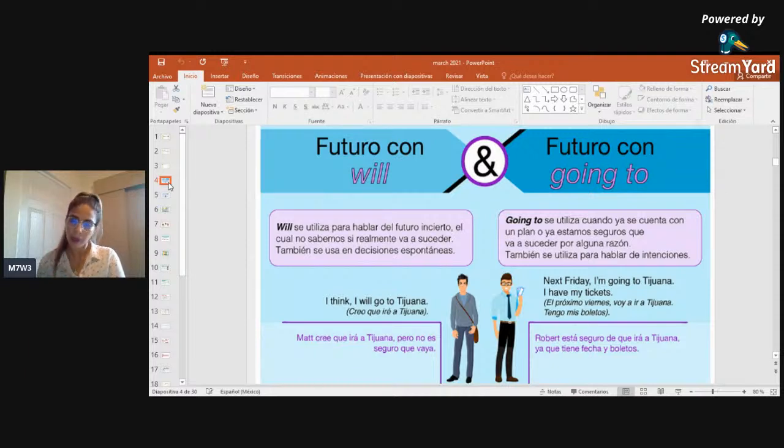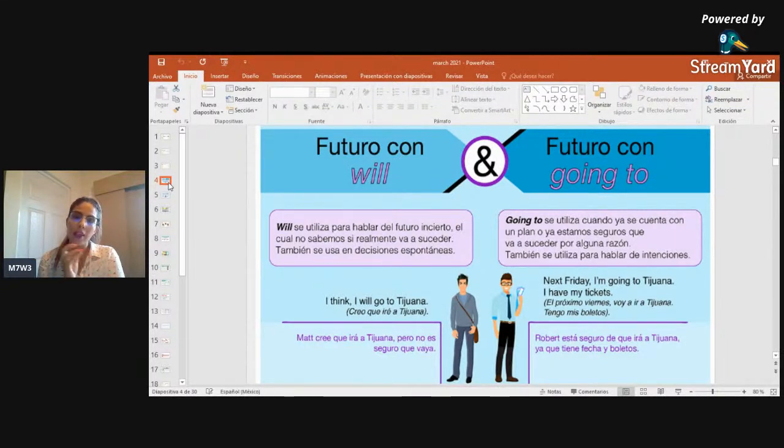Les voy a dar un ejemplo pequeño. El will lo usamos con la expresión de bailaré, jugaré, esa terminación. Es decir, yo puedo decir, I think I will go to Tijuana. Yo creo que iré. El verbo go es ir. Si yo le pongo will antes, lo que hacemos es que dice iré.